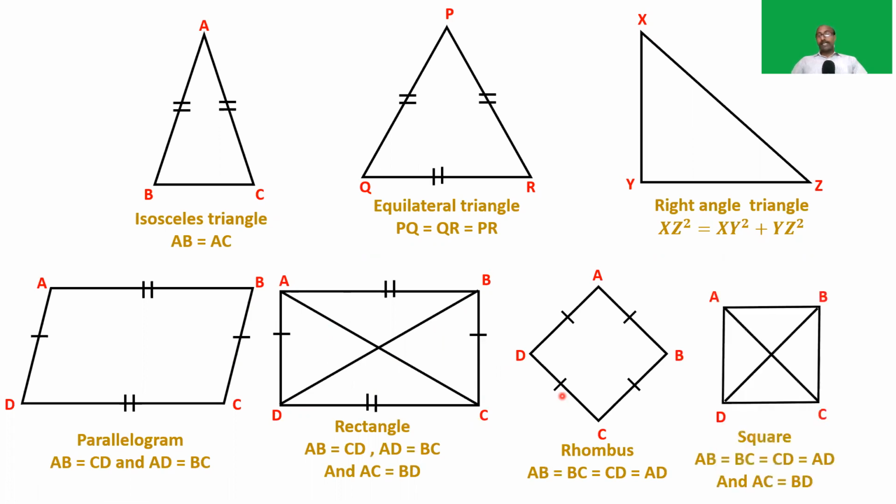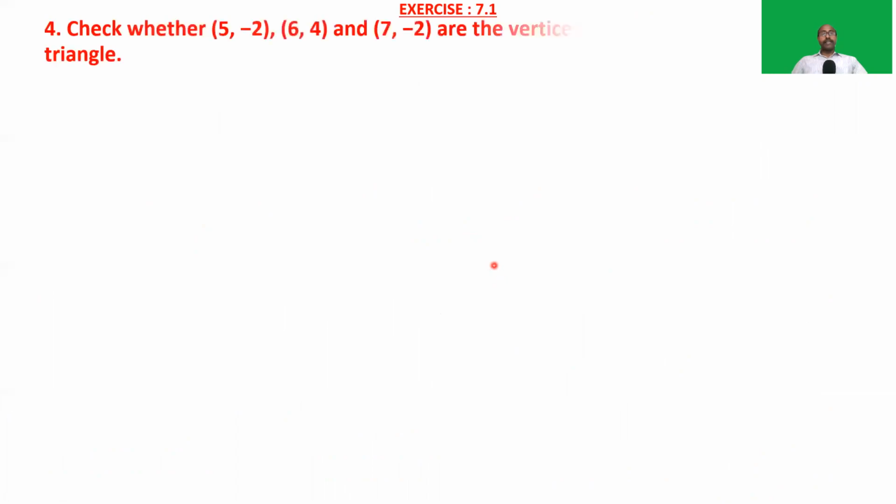And if ABCD is a square, all sides are equal as well as diagonals are equal. That is, AB is equal to BC is equal to CD is equal to AD, and AC is equal to BD. Okay. Now, let's start the problems in exercise 7.1.